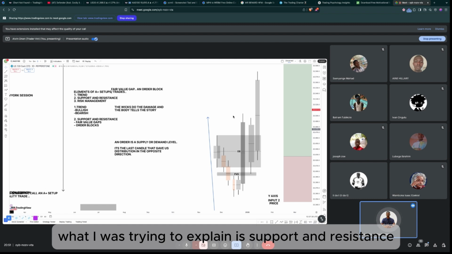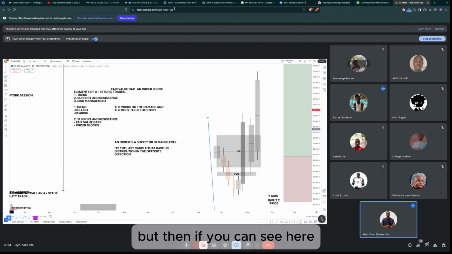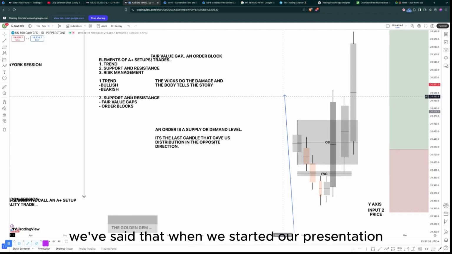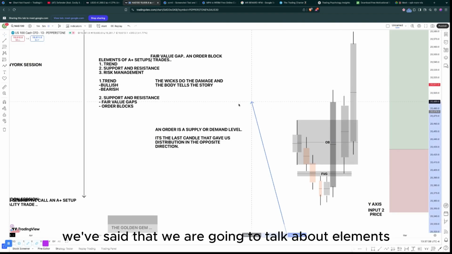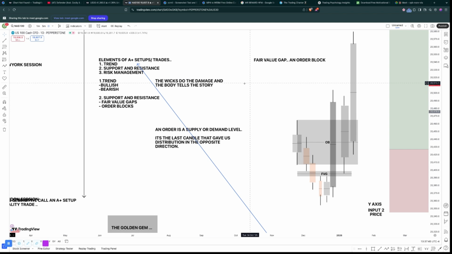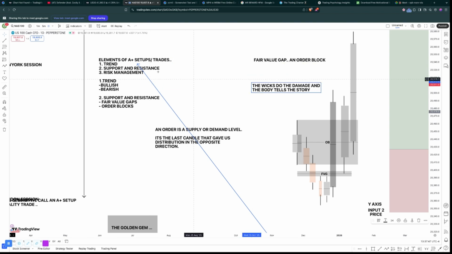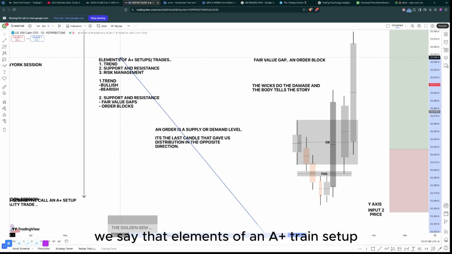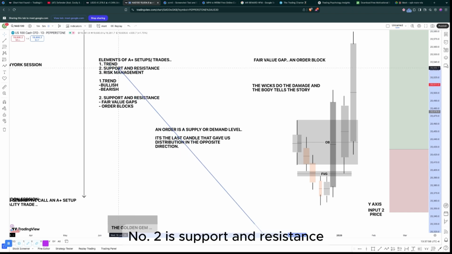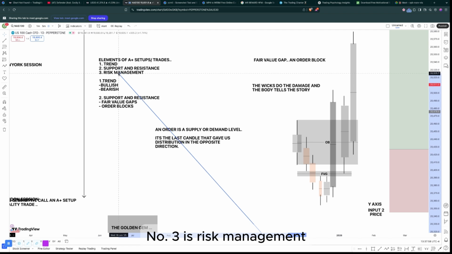Alright, so what I was trying to explain is support and resistance. But then if you can see here, earlier today when we started our presentation, we said that we are going to talk about elements of an A plus trade setup, right? And what did we say? We said that the elements of an A plus trade setup, number one is trend. Number two is support and resistance. Number three is risk management.